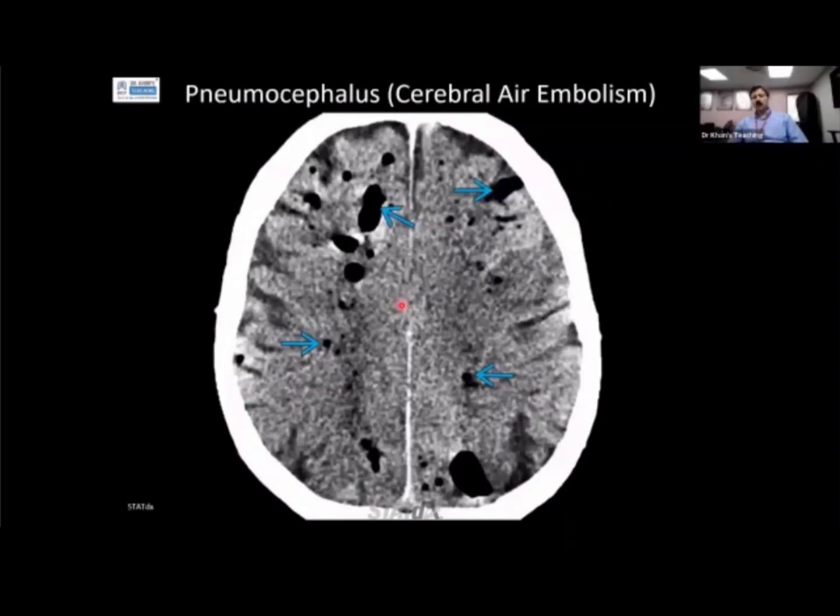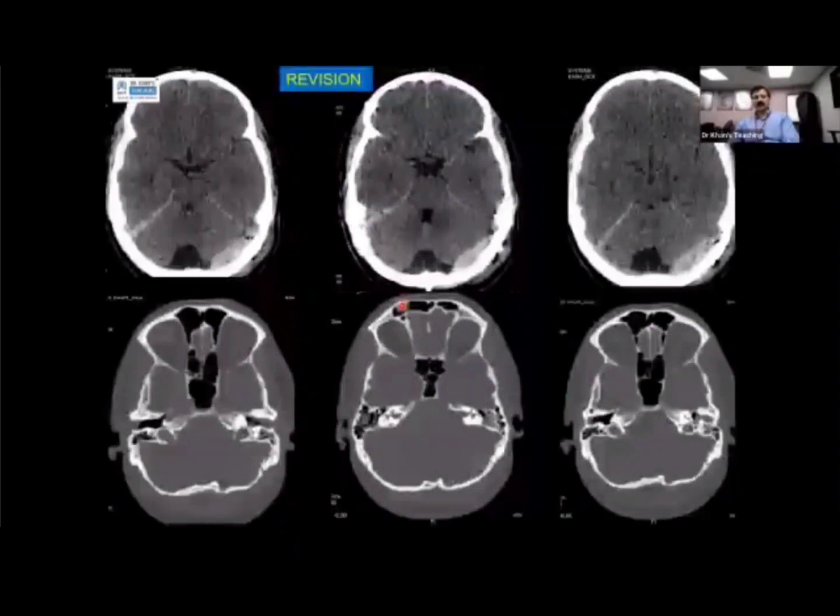The point I am showing you with these examples is that air can be in any compartment. Remember this. And once again, the case which I showed you earlier today, in which an air bubble was there in the jugular vein because of this fracture and because of the laceration in the transverse sinus.